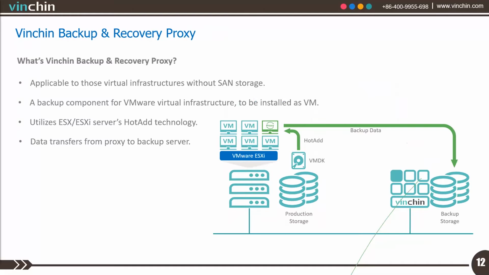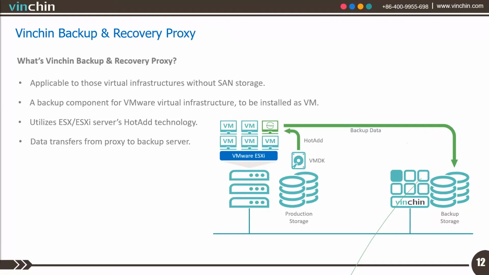Next new feature, Vinchin Backup and Recovery Proxy. It is a new backup architecture component developed by Vinchin for VMware virtual infrastructure. It is applicable to those virtual infrastructures without SAN storage. It will need to be installed on the VMware ESXi server as a virtual machine.